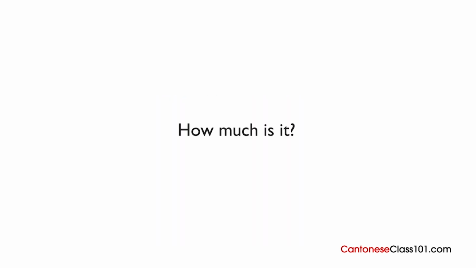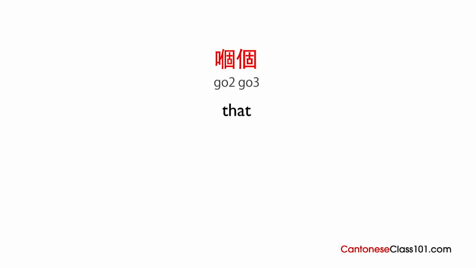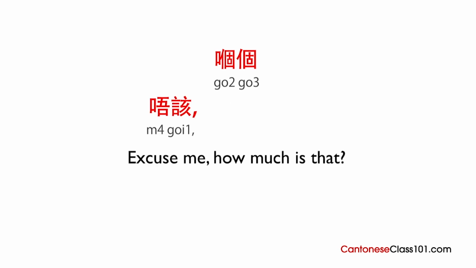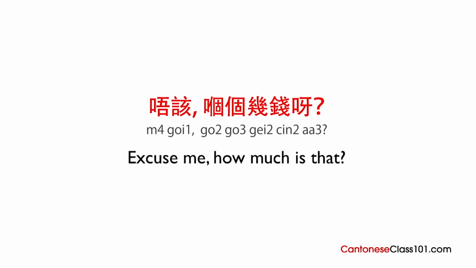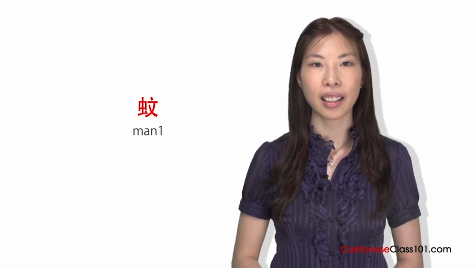And to ask, excuse me, how much is that? Again, we'll use the most common measure word, 個. So to say that, it'll be 嗰個. 唔該,嗰個幾錢啊? At this point, the shopkeeper will answer directly with the price, followed by 蚊, the slang term for the Hong Kong dollar.